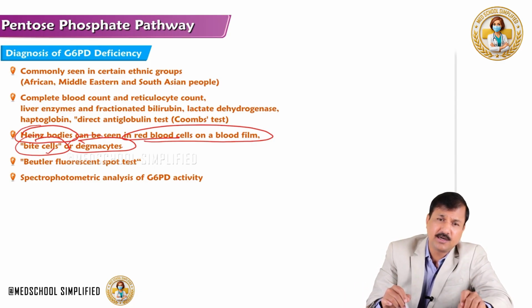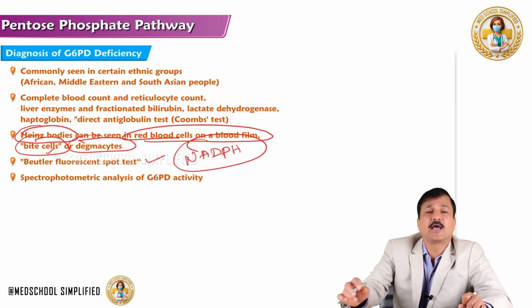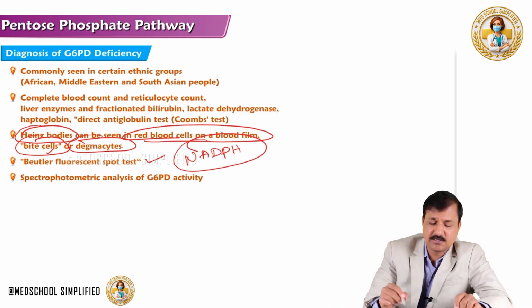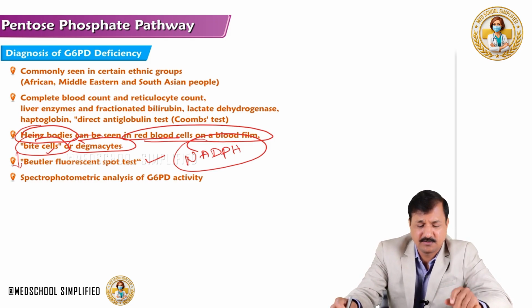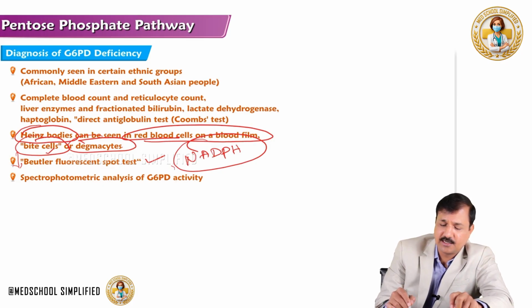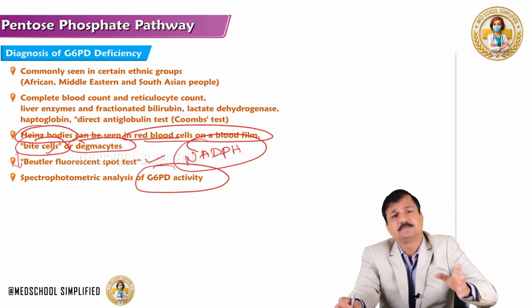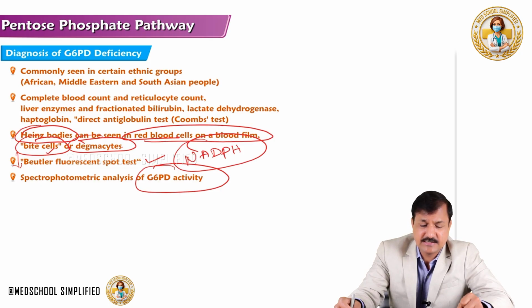Then we have the Beutler fluorescent spot test. The Beutler fluorescent spot test will visually detect the amount of NADPH present in the cytoplasm. That means a lack of or decreased amount of NADPH will cause a lack of fluorescence. So that's one of the uses of doing the Beutler fluorescent spot test. And then spectrophotometric analysis of G6PD activity can be done. That means basically we are directly measuring the activity of the glucose-6-phosphate dehydrogenase enzyme.